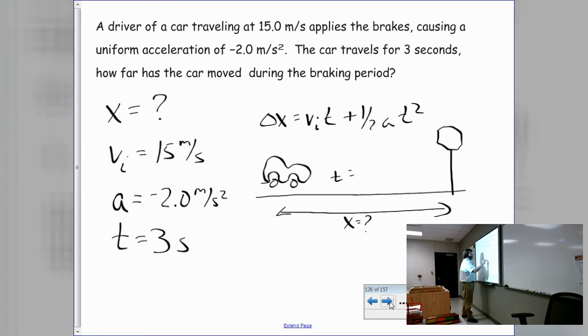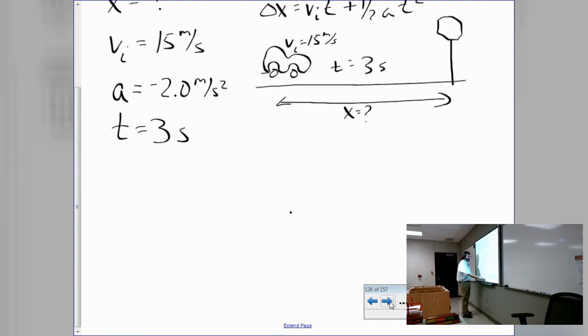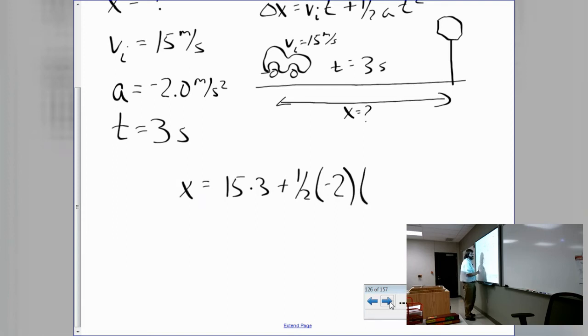We know that they're moving for, again, 3 seconds, and their initial velocity equals 15 meters per second. Okay, now let's plug in our numbers and let's solve for the problem. Displacement equals our initial velocity, which is 15 meters per second, times 3 seconds, plus half of our acceleration, which again, it's important that we write -2 on that one, because that is our acceleration, times our time squared. So again, remember to square that value, your time.